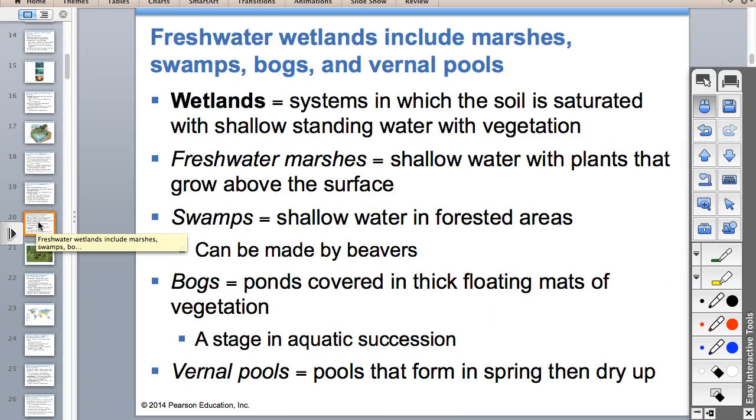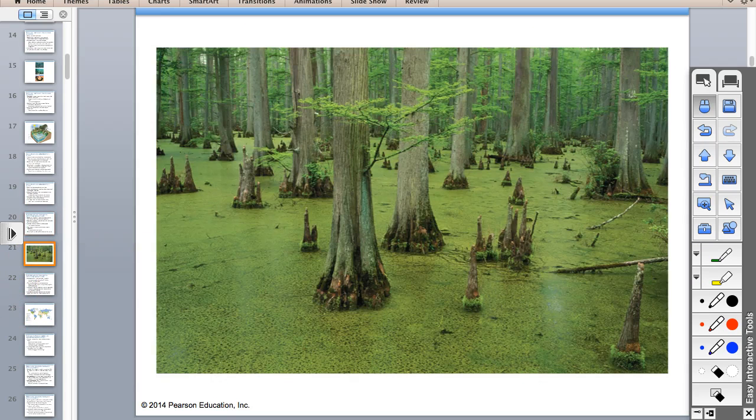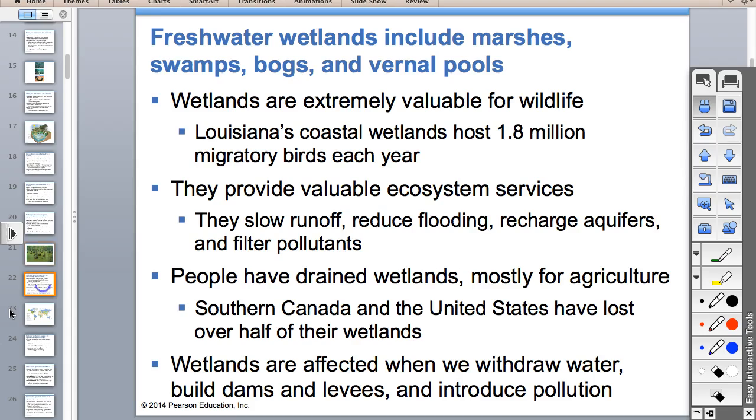Okay, so wetlands can include swamps and bogs. Swamps have forested areas, bogs don't. That's a swamp because it has trees. A bog would just be covered in, like, what? Just wet mud. True.